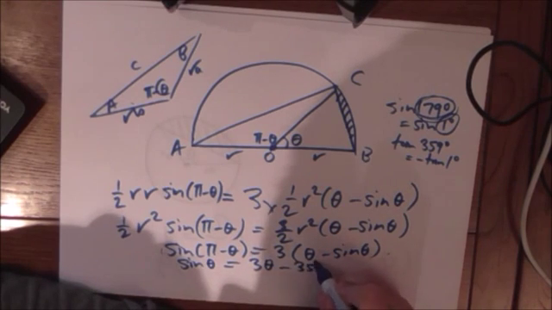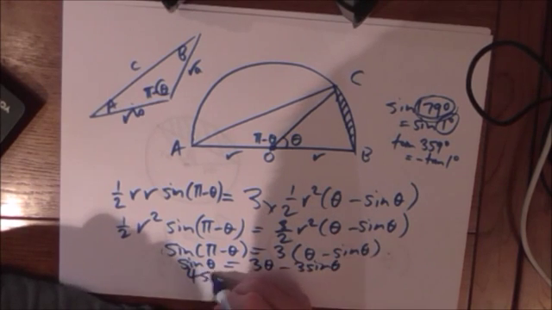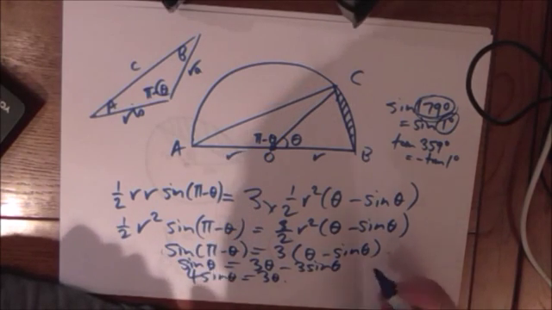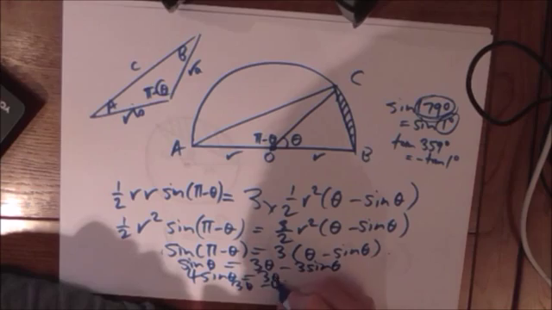Just expanding this bracket. So 4 sine theta equals 3 theta. So in other words, 3 theta minus 4 sine theta equals 0.